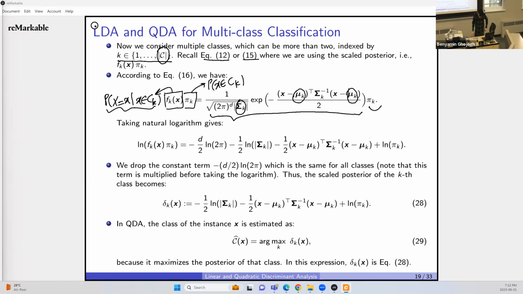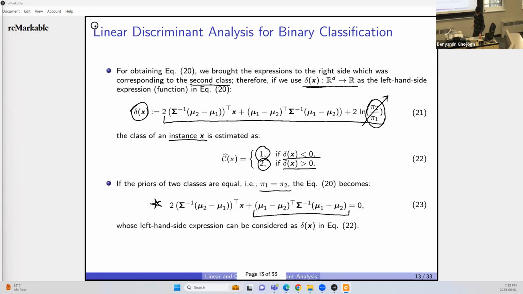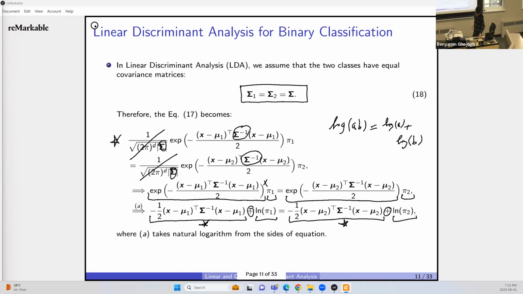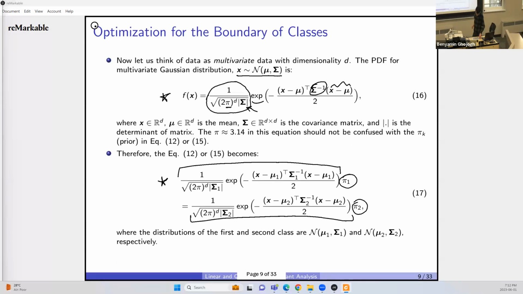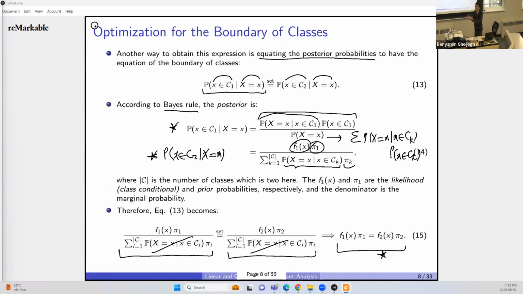Now let's take the natural logarithm of this, and recall that we have it in equations 12 and 15. If you don't believe me, let me go back for you to recall these equations because these are important. So this was 12, with f_1 p_1 and f_2 p_2, or 15. In two ways we found it, either by minimizing the probability of error or by equating the posteriors. Now we have f_k pi_k because we have multiple classes.